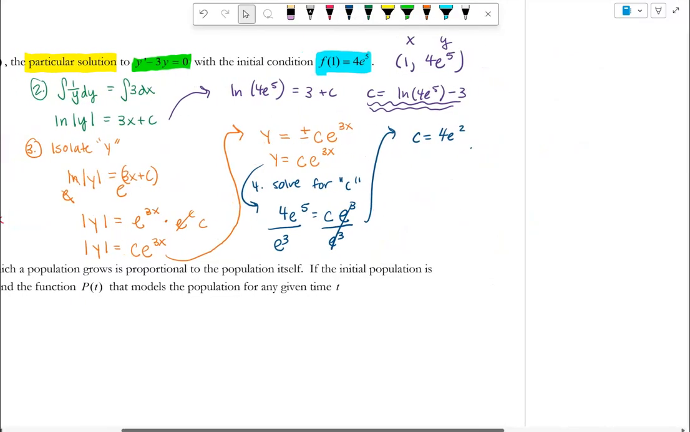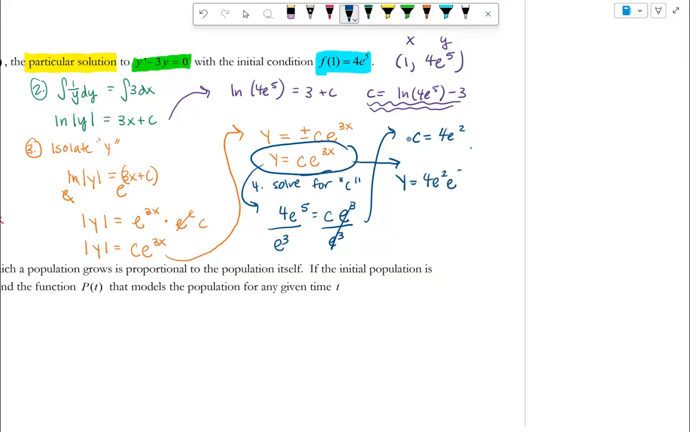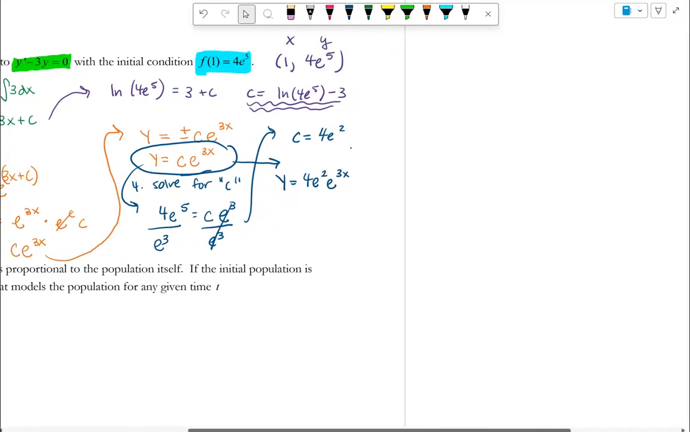So again, in the same exact spot where I left off, I'm going to plug in my c. y equals 4e squared times e to the 3x. And again, using those properties of powers, like x to the a times x to the b equals x to the a plus b, we learned those in middle school, I can add the exponents. So I get y equals 4e to the 3x plus 2. That is our final solution to that differential equation.